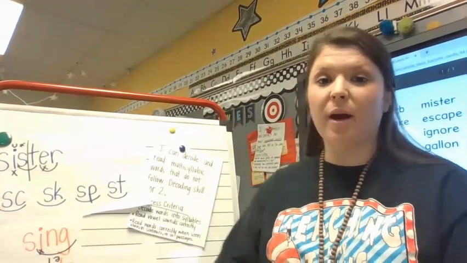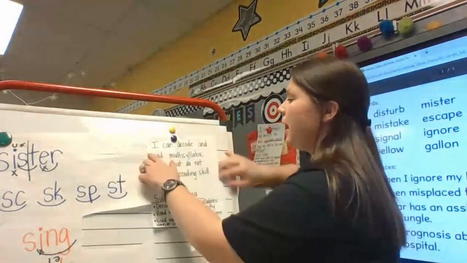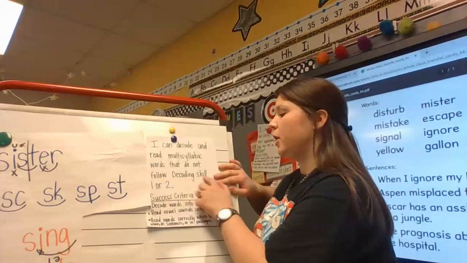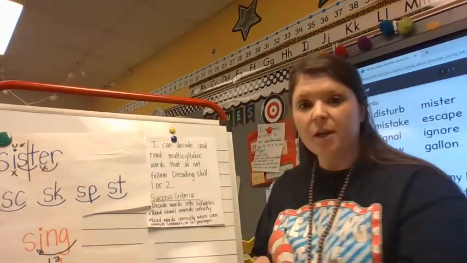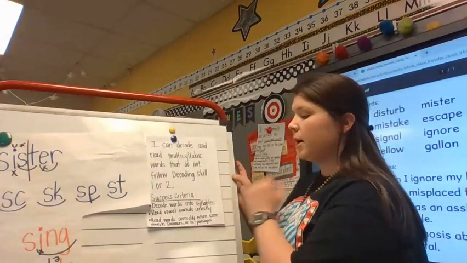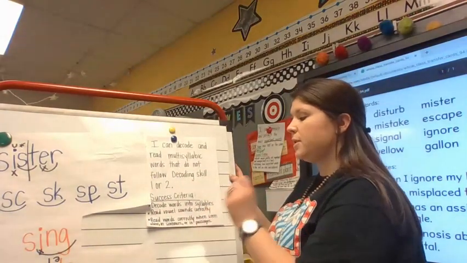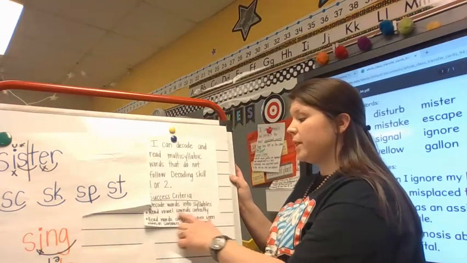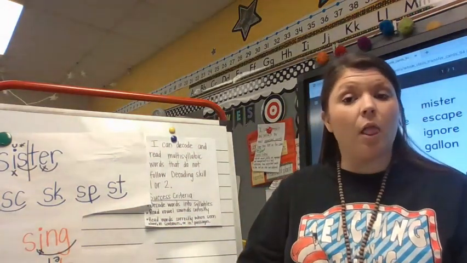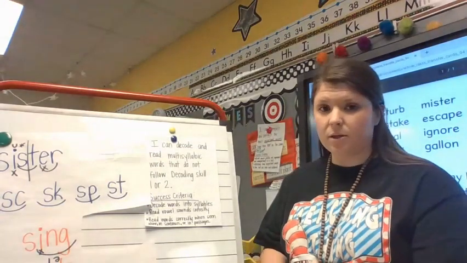Let's go ahead and get started by reading our learning target. I can decode and read multisyllabic words that do not follow decoding skill 1 or 2. Remember, to be successful with this learning target, we need to be able to decode words into syllables, to read the vowel sounds correctly, and then to be able to read the words correctly when they're alone, in sentences, or in passages, okay?